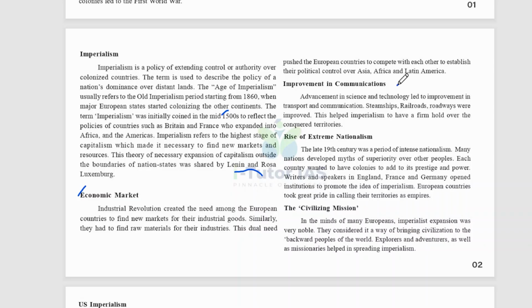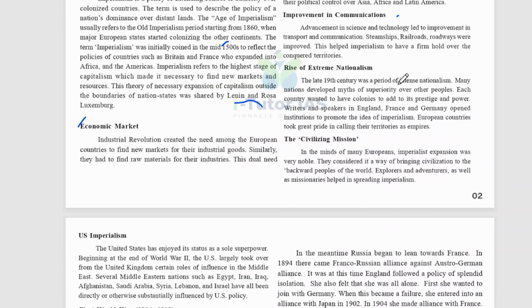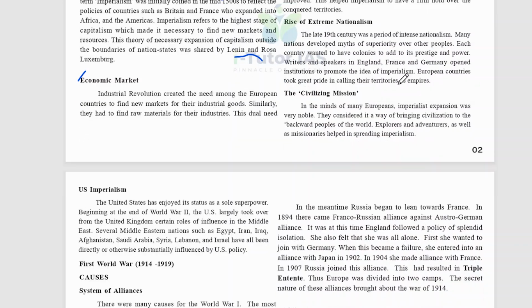And the rise of extreme nationalism. The late 19th century was a period of intense nationalism, and many nations developed a myth of superiority over other people, and each country wanted to have colonies to add to its prestige and power. Writers and speakers in England, France and Germany opened institutions to promote the idea of imperialism, and European countries took great pride in calling their territories empires.